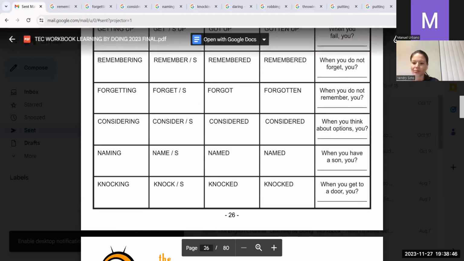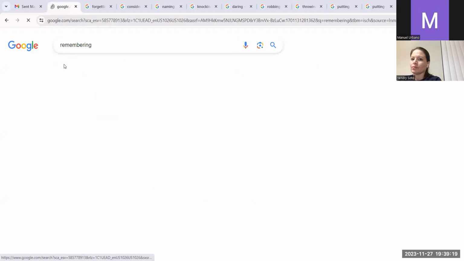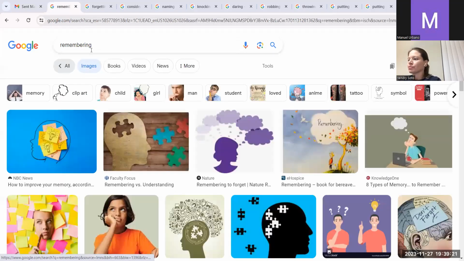So the first one we're going to start working with is remembering. Okay? So please repeat: remembering, remember, remembers, remember. And when you do not forget, you remember something. You understand remember, I'm sure. Let's see what is important here to say.